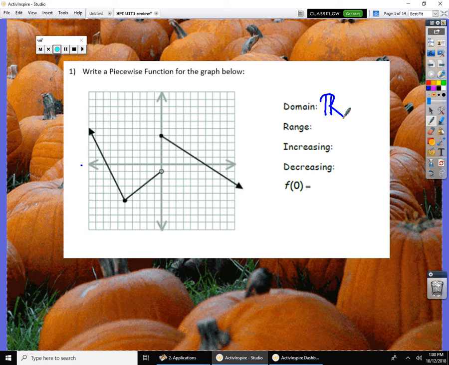Excellent. You could have also done negative infinity to infinity. That is acceptable. Please remember there's multiple acceptable answers because you guys had different ways that your teachers taught you to write that. Question.